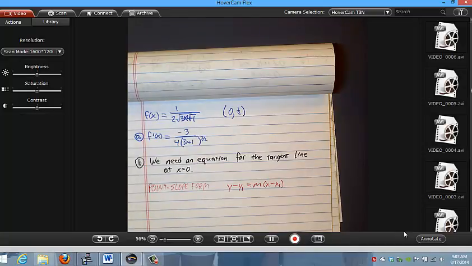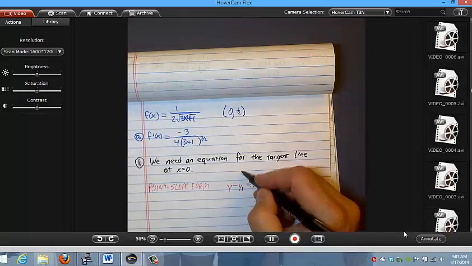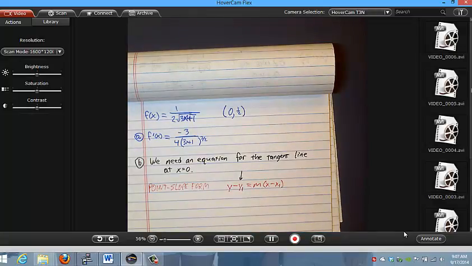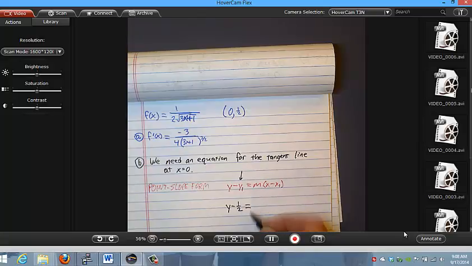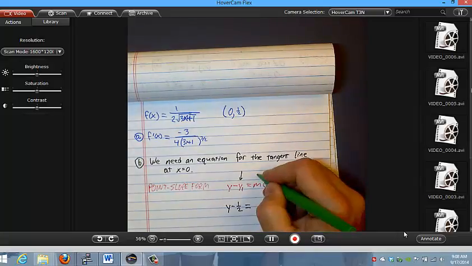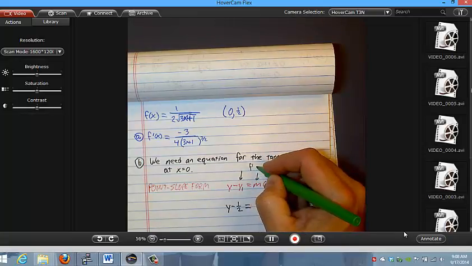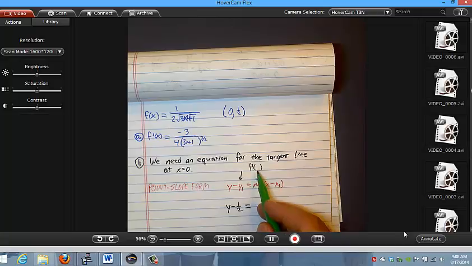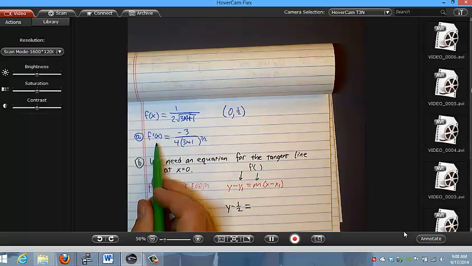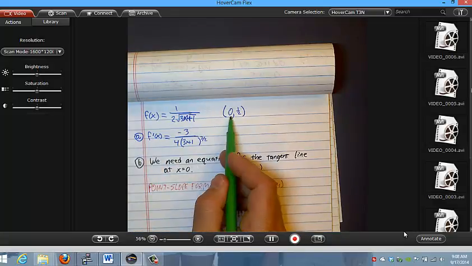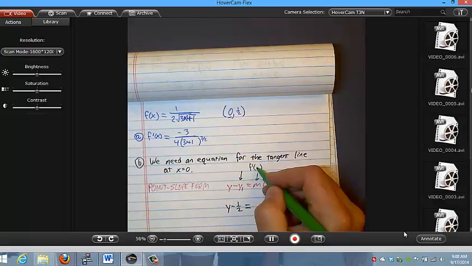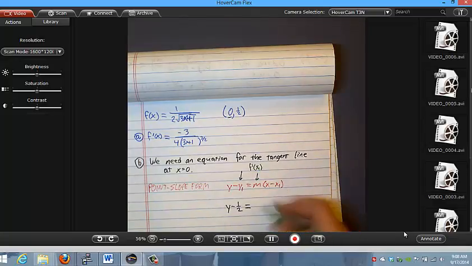Right? And where it says y1, what are we going to put there? 1 half, right? The y coordinate of the point we have. So y minus 1 half equals, oh, the slope. I don't have the slope yet, right? To get the slope, I need to use the derivative, but I also need to put the right number in for x, right? What number do I have to put in for x? Well, whatever x1 is, right? So in this case, it's 0. But it's whatever the x1 is that you're going to use.